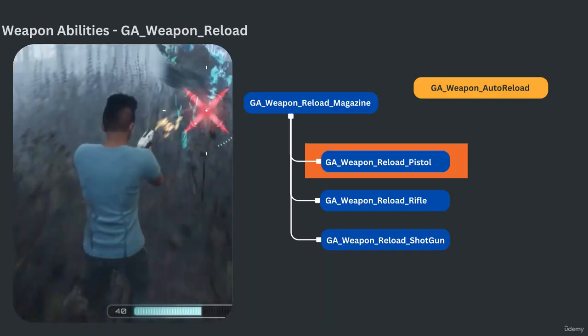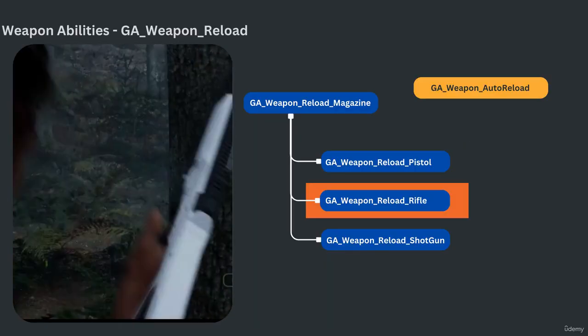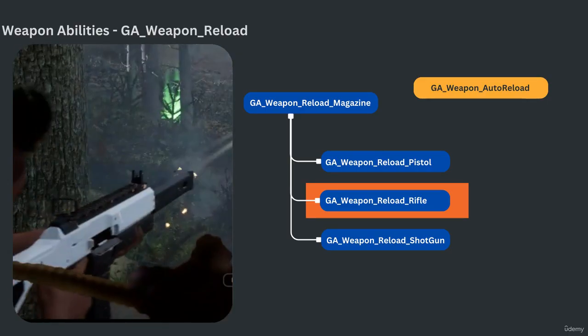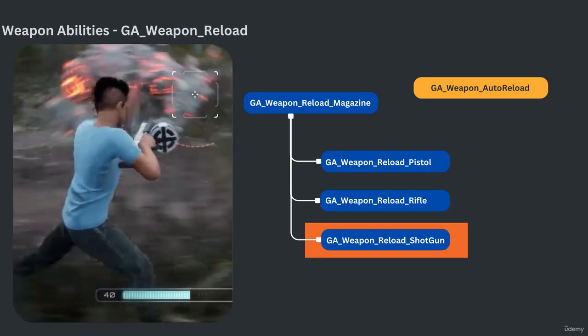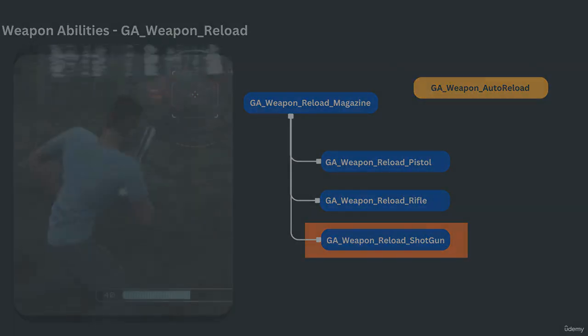The firing weapons have a reload magazine ability. When the magazine is out of ammo, this ability reloads the gun with a new magazine if available in the inventory. Weapon auto reload ability adds an automatic magazine reload ability to the gun.